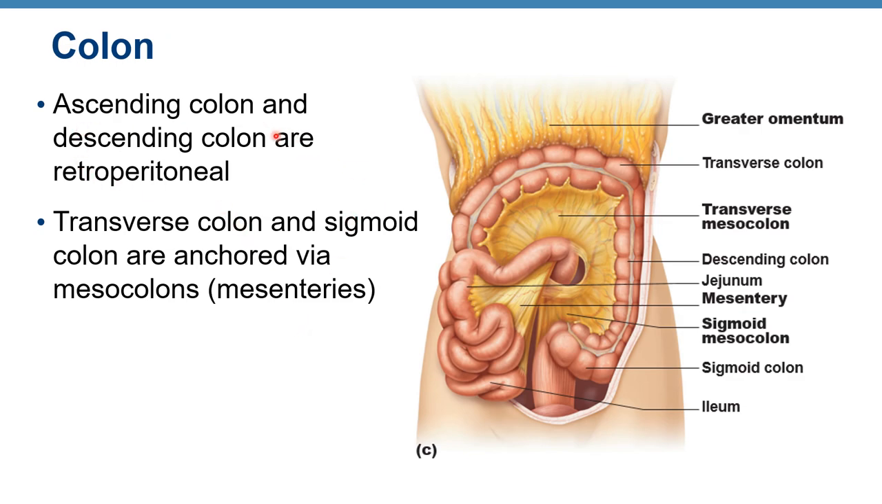Now, the ascending and descending colon are retroperitoneal. The transverse colon and sigmoid colon are anchored via mesocolons, right? So that's our transverse mesocolon, and this is the sigmoid mesocolon. And mesocolon is the same as mesentery right over here. It's just a modification of the serous membrane, a modification of peritoneum, and that's actually this greater omentum over here that was lifted up.